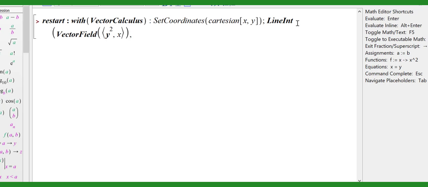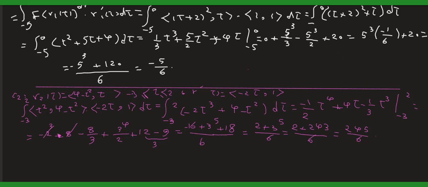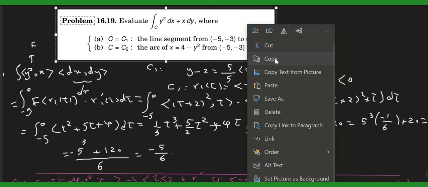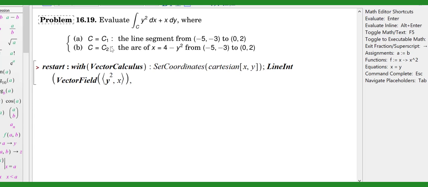If we come back here, we had the example, the line segment from -5 and -3 to 0 and 2. Let's say copy 2, and now we can see. So for this, we had this line segment. I can use line again capital, and for line we have 2 points. It was -5 and -3, and 0 and 2.